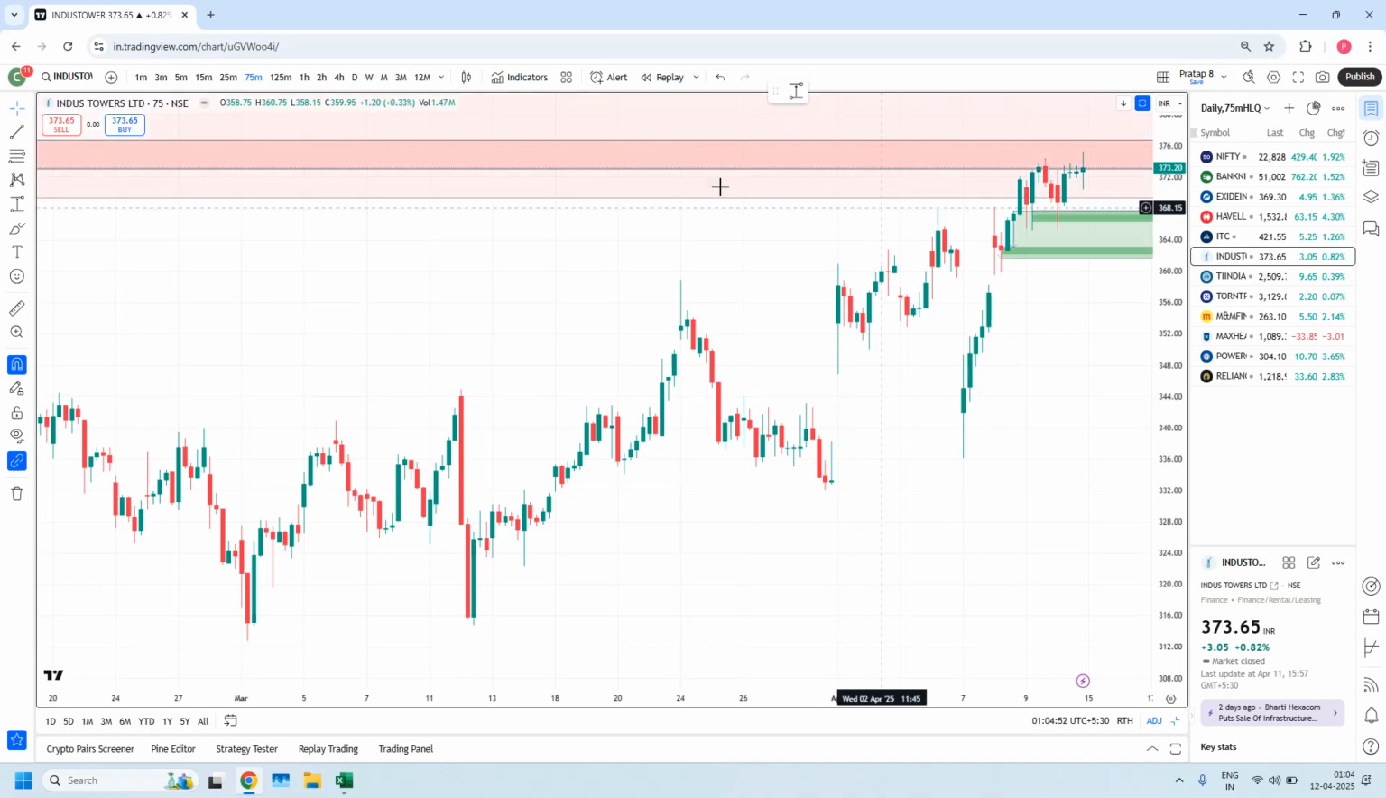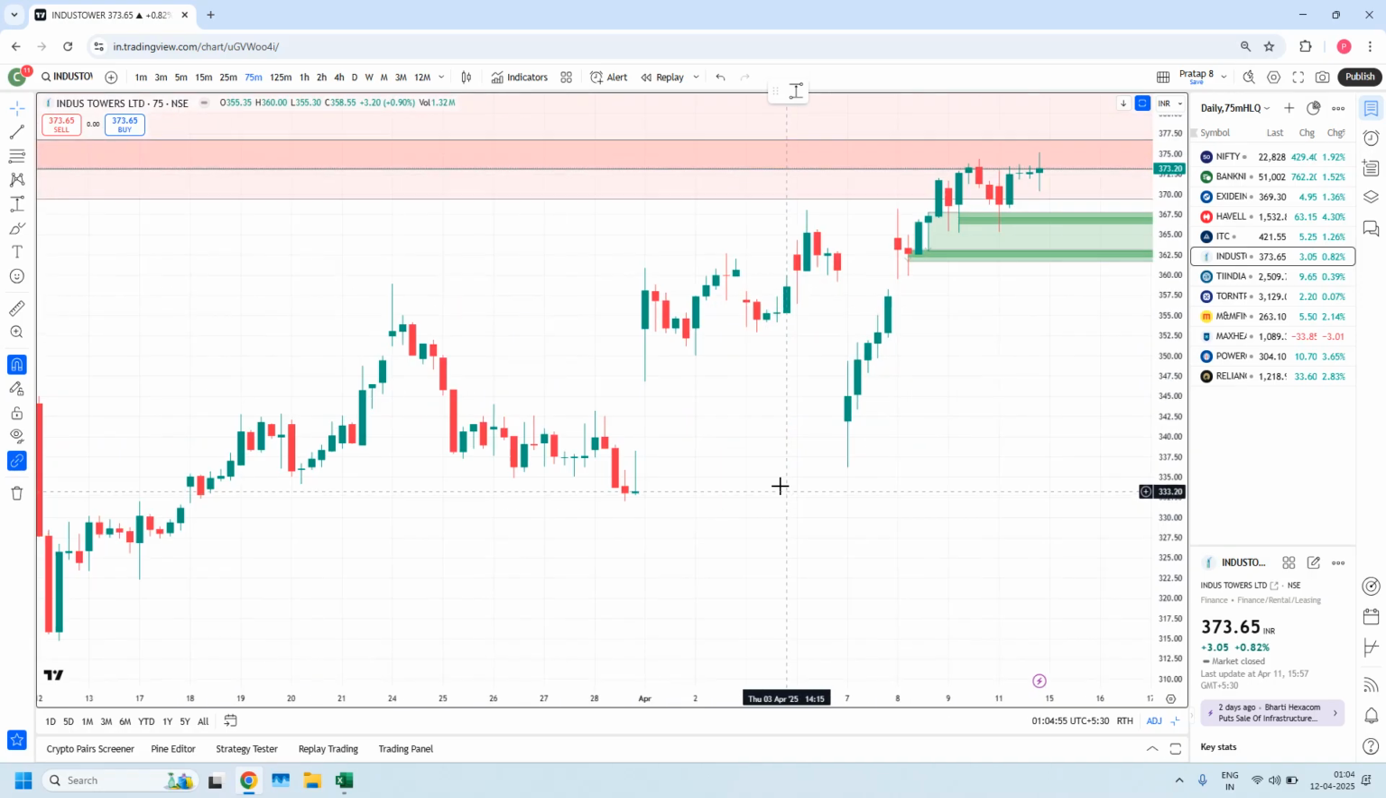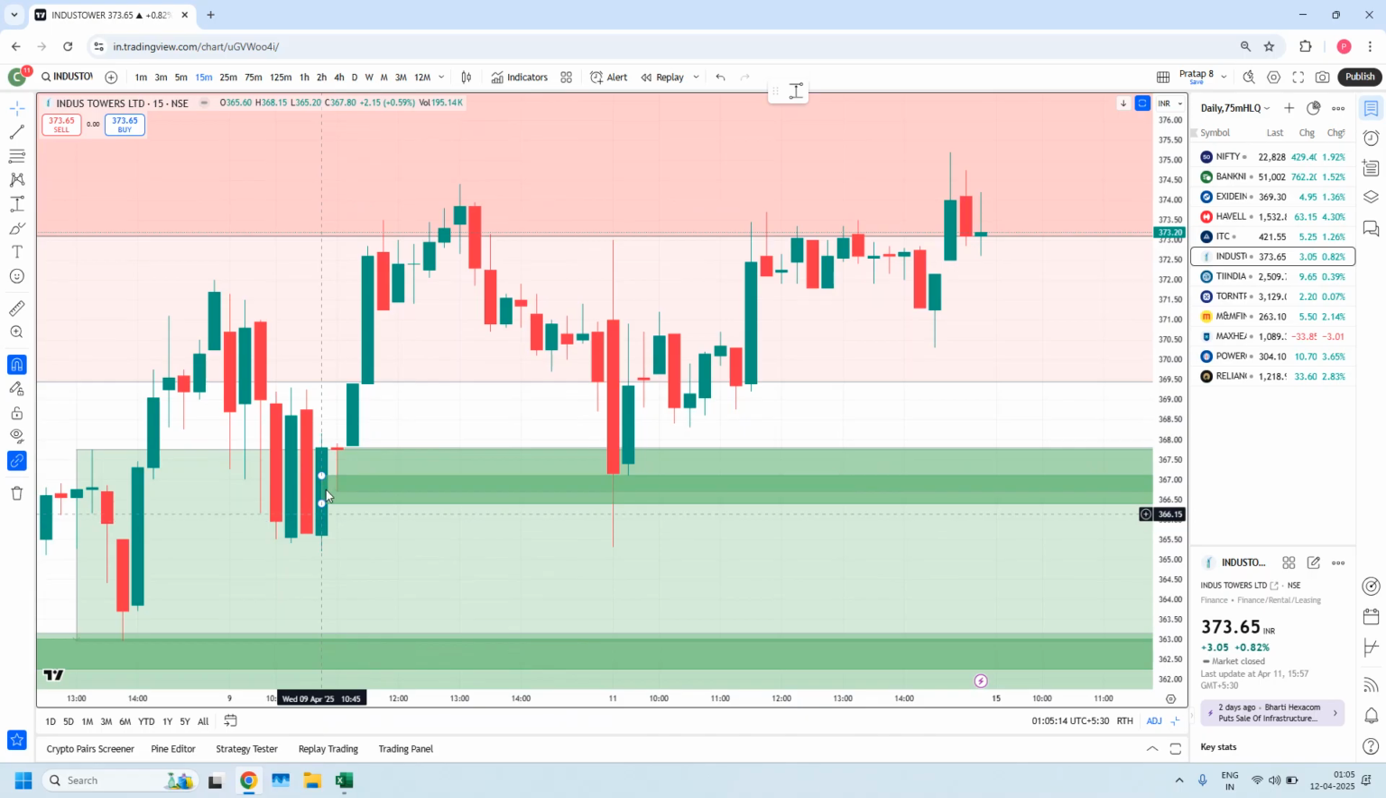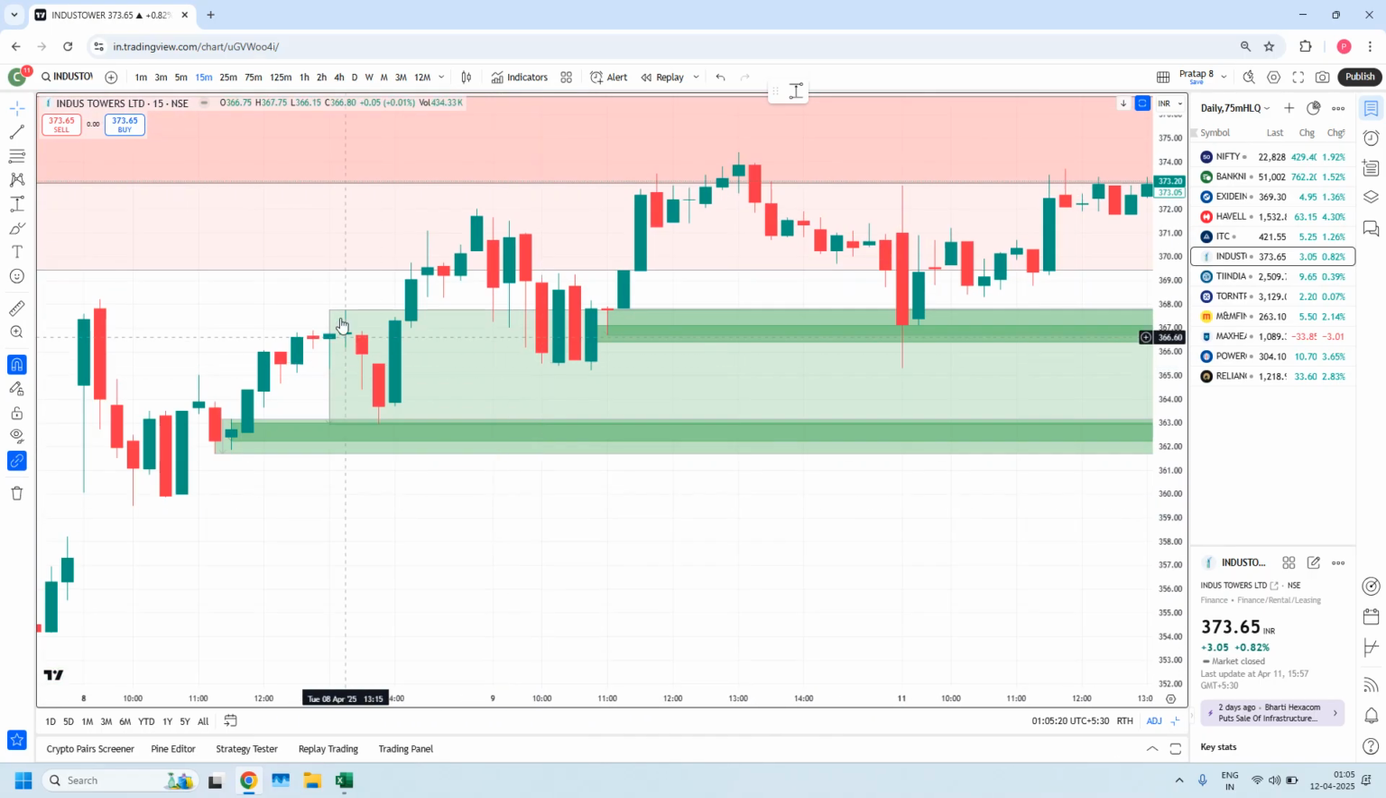Next, Indus Towers. This is also a 75 minute zone. This is a rally candle with hidden body. Base, sorry, not this one, here. This is a rally, base, rally. This is the 75 minute zone. This 75 minute zone is fine tuned with the 15 minute time frame. See here you have a rally, base, rally and follow through candles. And also before the distal line of this zone, see here you have a drop, base, rally 15 minute zone. This 15 minute zone is the horizon for this entire 75 minute zone.